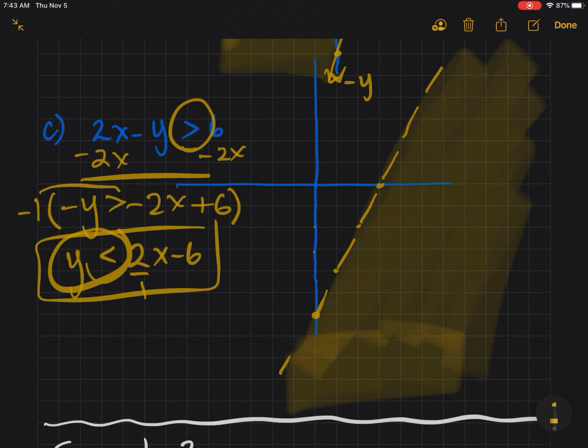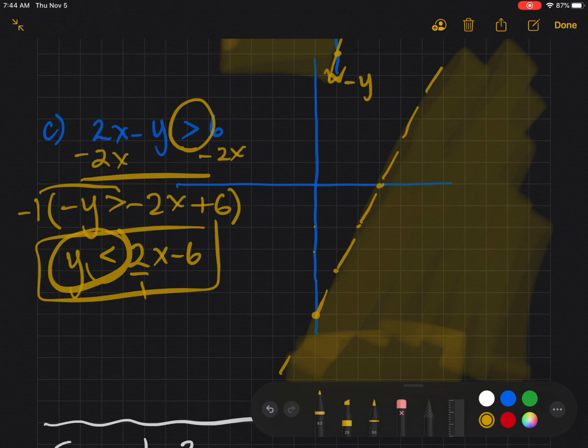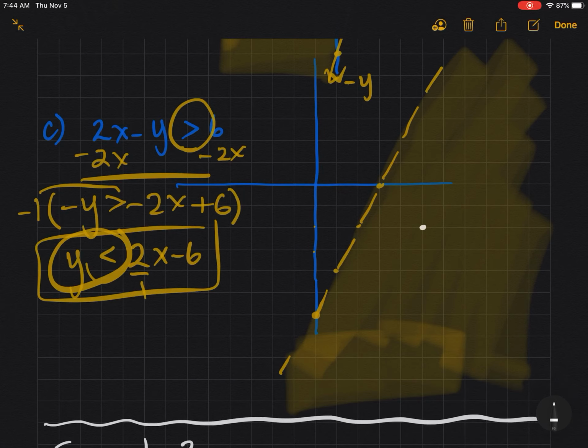And that's not very neat, Miss Adams. So now, let's make sure we understand this solution. Any point in this shaded region, no matter what point you select, will make this inequality true.